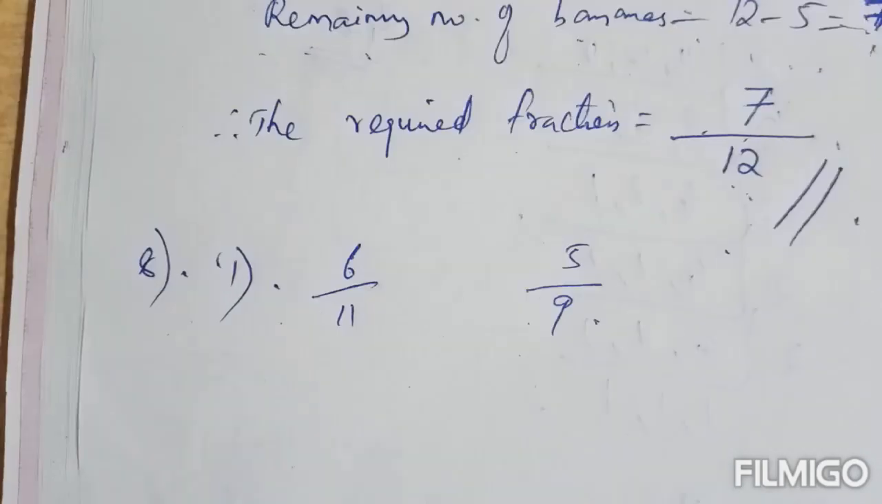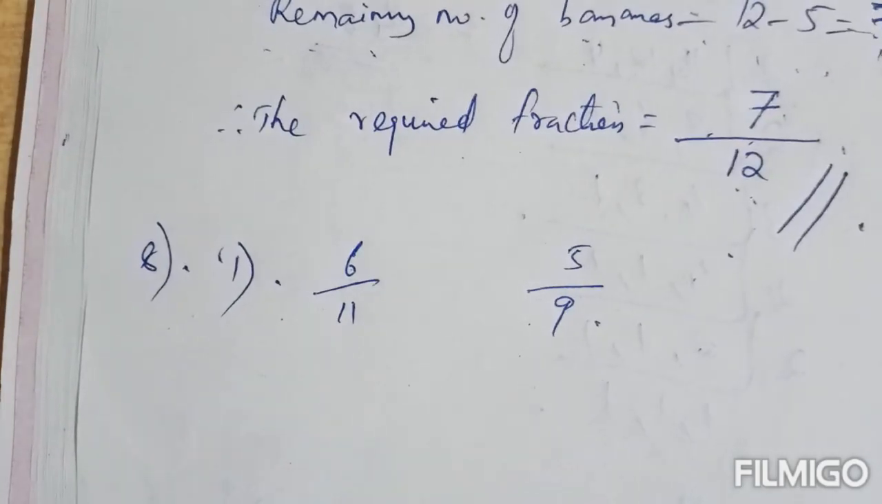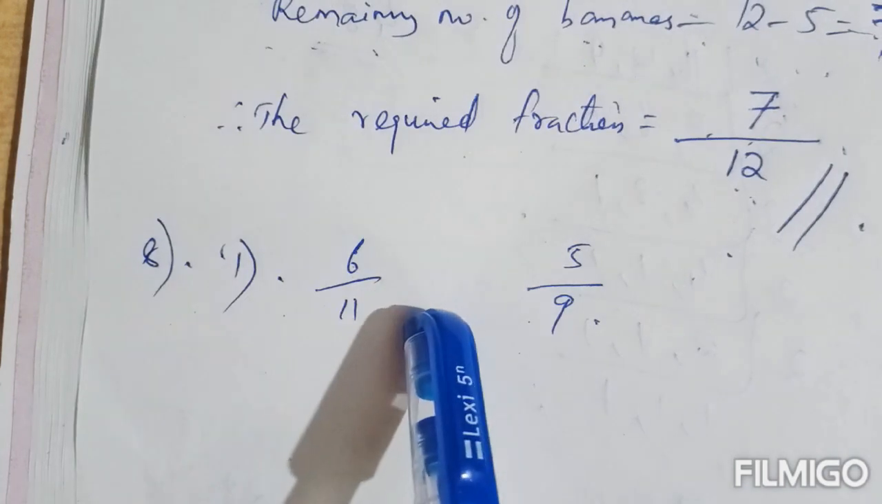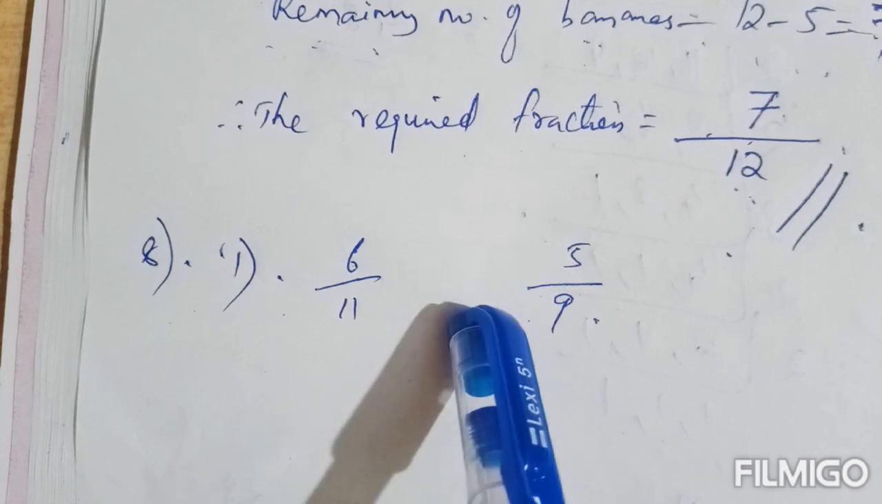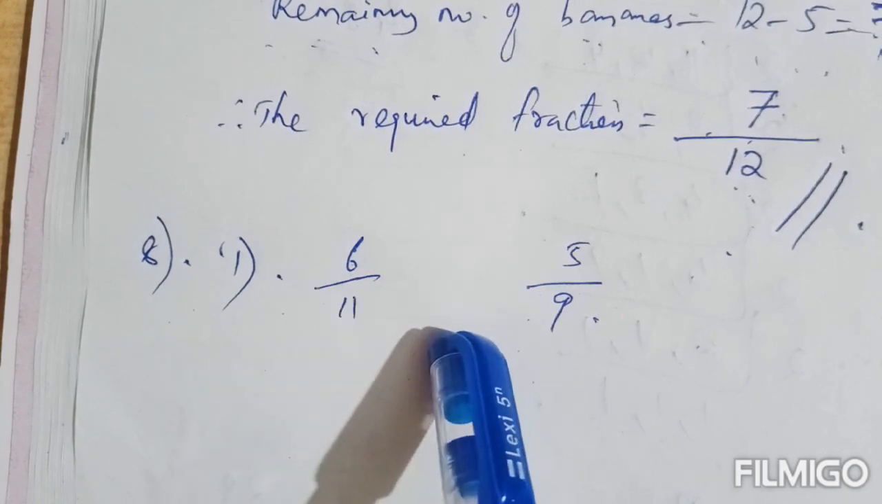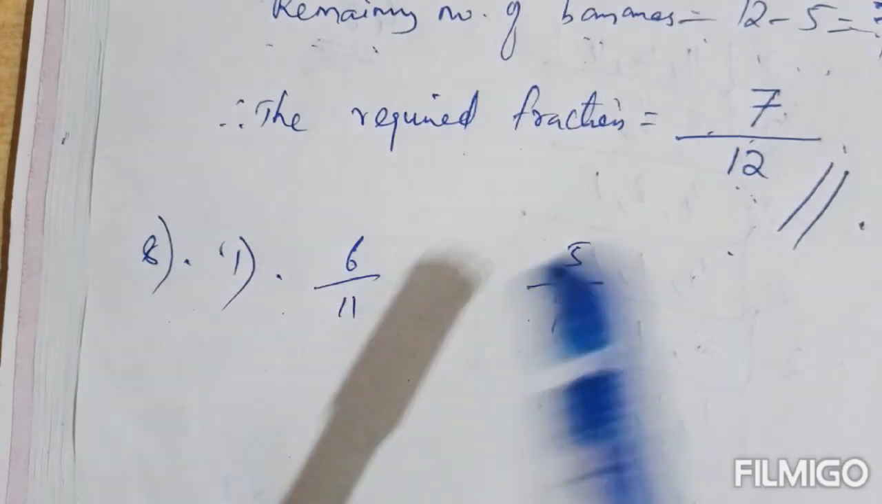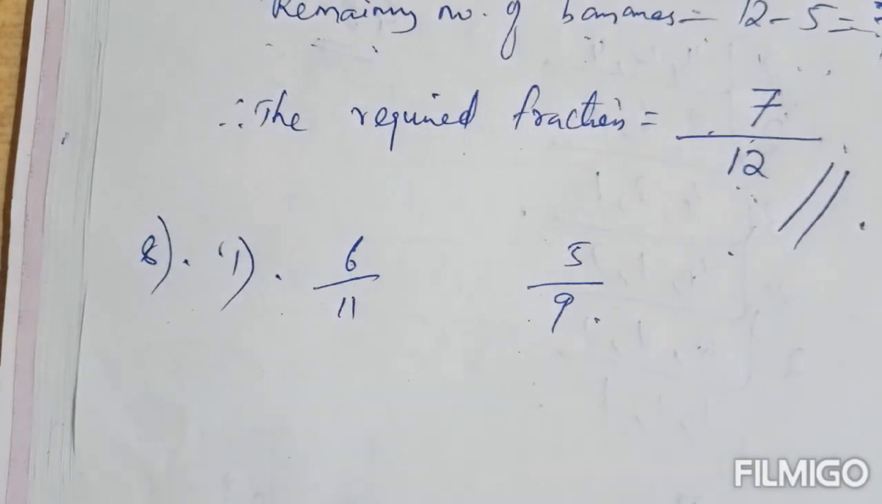Okay. 8th question, insert the symbol equal to or greater than or less than between each of the pairs of fractions given below. So you have to find whether it is equal to sign or less than sign or greater than sign will come in this. Okay, in between these two fractions. So first one, 6/11, 5/9. You have to compare these two fractions actually.